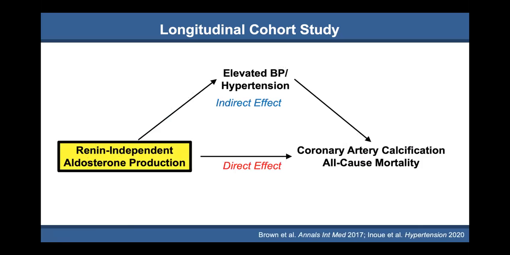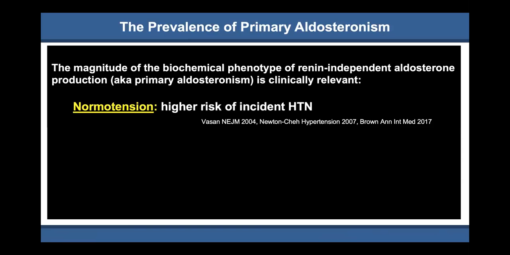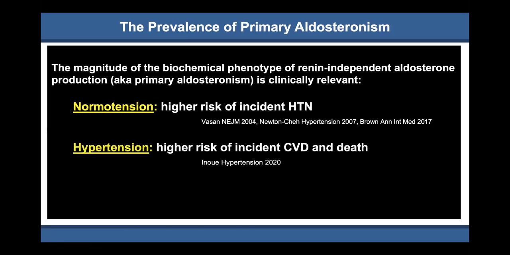If you were a hypertensive person in the MESA cohort, having a biochemical phenotype of renin-independent aldosterone production increased the risk of coronary artery calcification and death, in part due to increases in blood pressure and worsening of hypertension, but also an independent and possibly direct effect. So the magnitude of this biochemical phenotype of renin-independent aldosterone production, in other words, primary aldosteronism, is clinically relevant. As I just showed you, in patients with normal blood pressure, it increases the risk for incident hypertension. The magnitude of the renin-independent aldosterone phenotype in patients with high blood pressure increases the risk for cardiovascular disease and death.